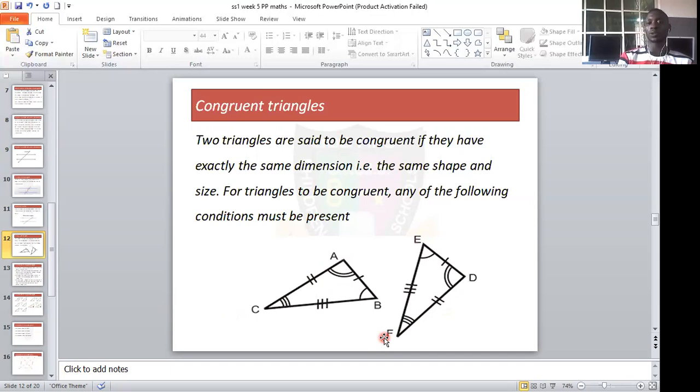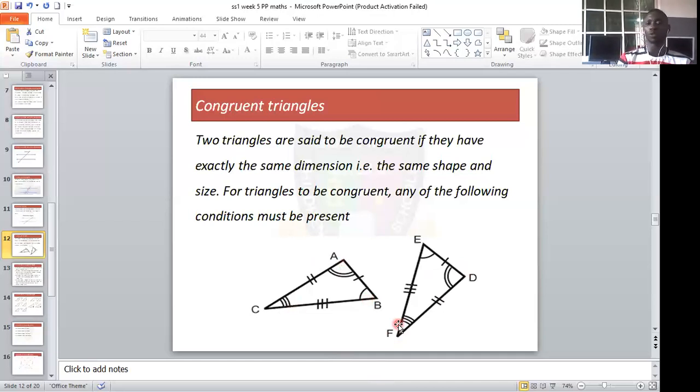Two triangles are said to be congruent if they have exactly the same dimensions. That is, the same shape and the same size. The size of AC is equal to the size of DF. The size of AB is equal to the size of DE. The size of CB is equal to the size of EF. And consider angle A. Angle A is equal to angle D. Angle B is equal to angle E. And angle C is equal to angle F. They have the same measure.